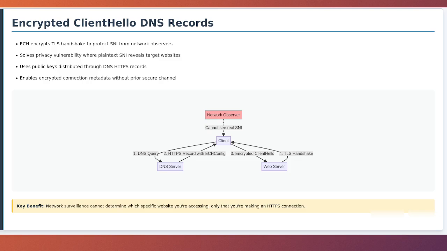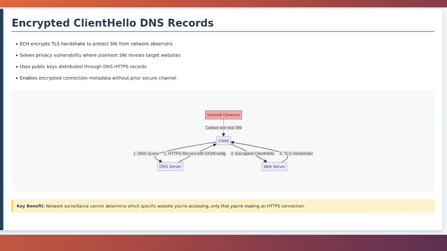However, this creates a chicken and egg problem. How do you encrypt the ClientHello if you do not yet have a secure connection established? The answer involves using public key cryptography with keys distributed through DNS records. The DNS system publishes special records that contain the public keys needed to encrypt the ClientHello, allowing clients to encrypt their handshake before establishing the TLS connection.